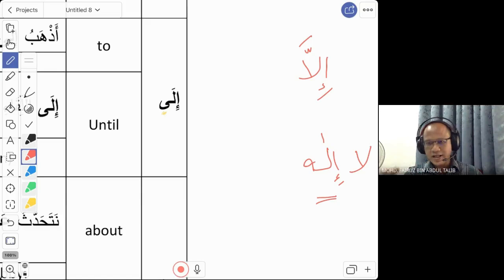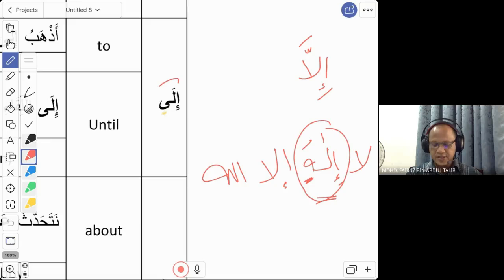So when they say la ilah, actually it is not la ilah. It is la ilaha. The word is ilah. La ilaha illallah: no deity or no God except or but Allah. Right? So the word is ilah, and this is different. This is ilah. Okay?